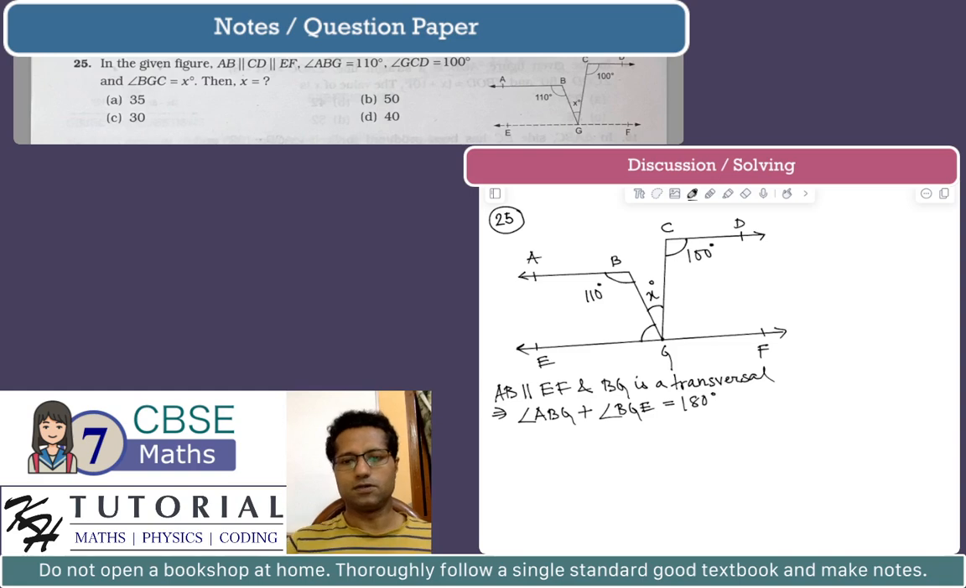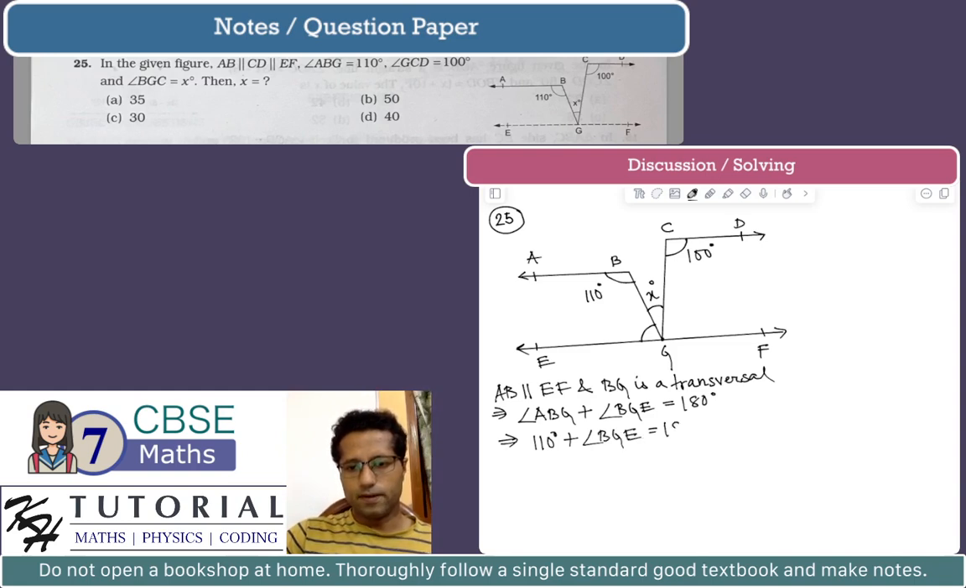So this implies ABG is already given to be 110 degree plus BGE is equal to 180 degree. So this implies angle BGE is equal to 180 degree minus 110 degree, which is equal to 70 degree.